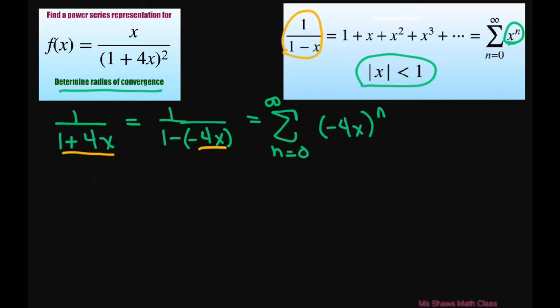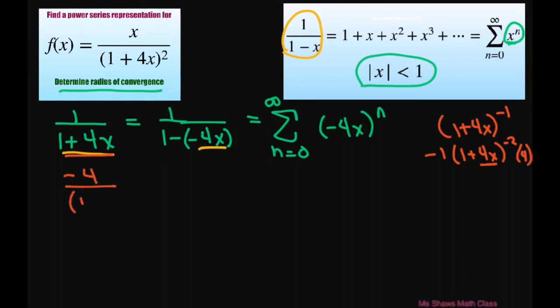For example, if I rewrite this as 1 plus 4x to the power of negative 1, that's going to give me negative 1 times 1 plus 4x to the power of negative 2 times the derivative of the inner function, which is 4. So that's going to give me negative 4 divided by (1 plus 4x) squared, which is what we have here. Now let's go ahead and differentiate this, because you have to differentiate both sides of the equation.